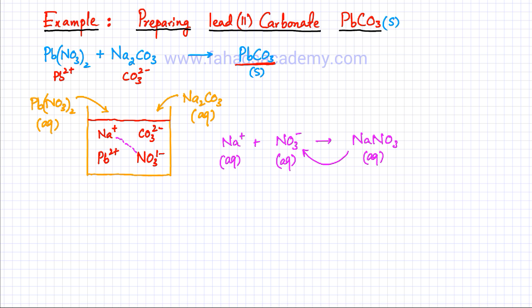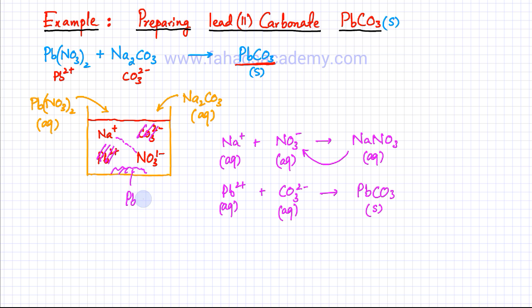But on the other hand, what happens when lead 2 plus ions and CO3 2 minus ions combine, they react together to form PbCO3. Now PbCO3 is solid, and these ions were aqueous. So what happens is that PbCO3 is insoluble, so these lead ions and these carbonate ions start combining, they start forming a solid precipitate, which is going to settle at the bottom. So PbCO3, which is a solid, is going to eventually settle at the bottom. And you're going to get lead carbonate, which is solid.